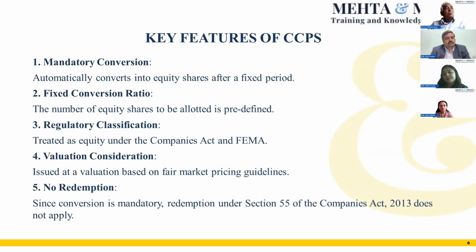Some key features of CCPS would include that it would be automatically converted into equity shares as it would be predetermined at the time of issue. There would be a fixed conversion ratio, the number of preference shares that would be converted into equity shares. For the regulatory classification, CCPS would be considered as equity under the Companies Act and FEMA. Valuation has to be done on fair market pricing guidelines. And since the CCPS would be converted into equity, there would be no redemption for those shares.